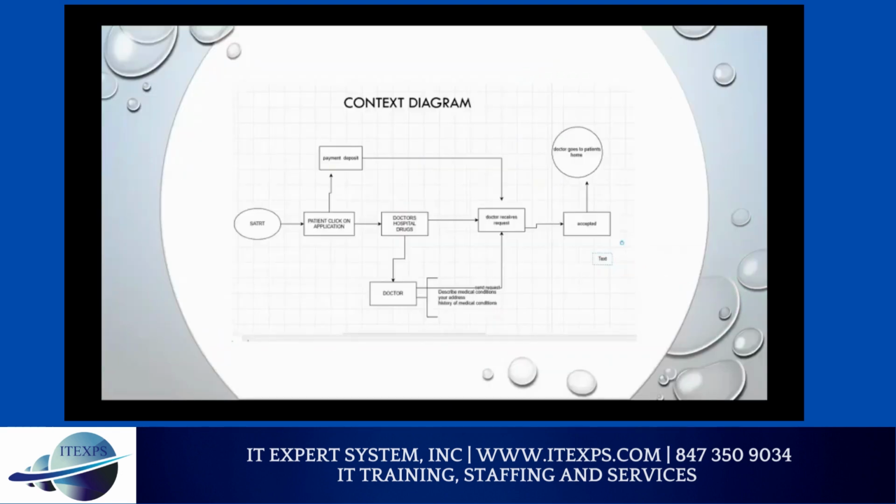The context diagram is this: the patient will log in here. When he logs in, he will see the list of doctors and hospitals. When he selects the doctor, he will describe the medical condition or his illness. He provides his address, and when he provides his address, the message will go directly to the doctor. So the doctor will receive it.